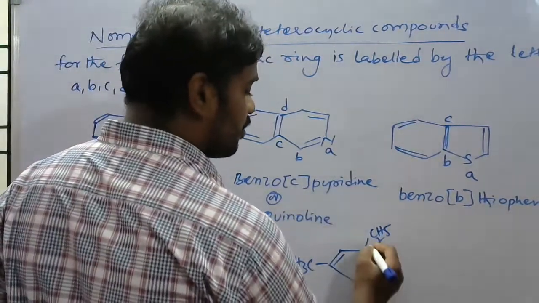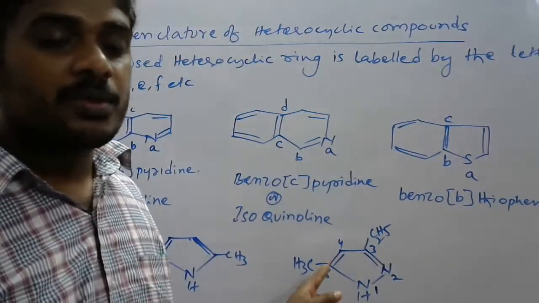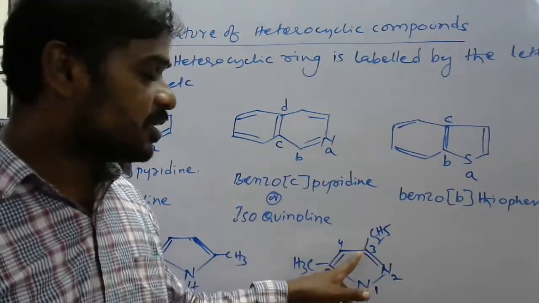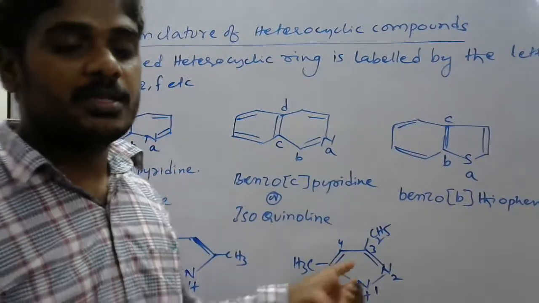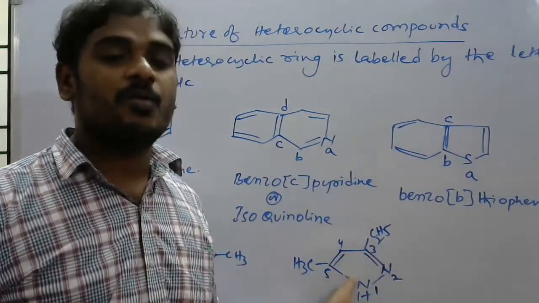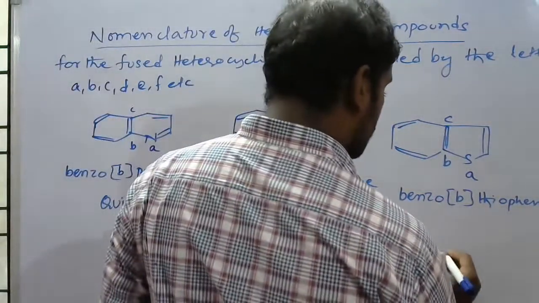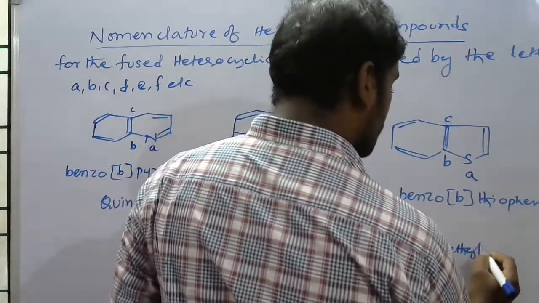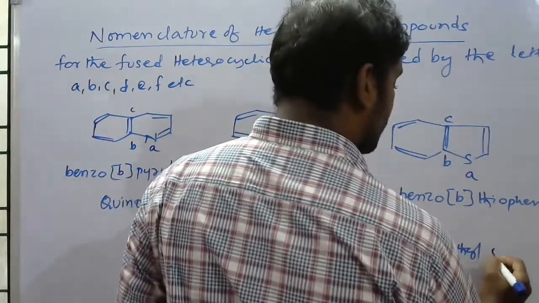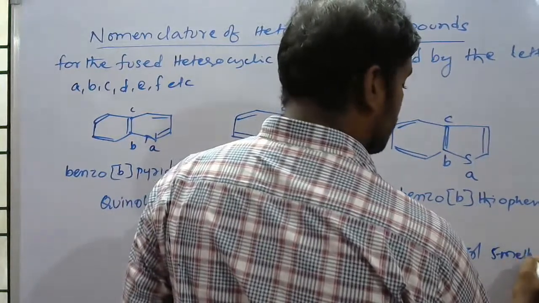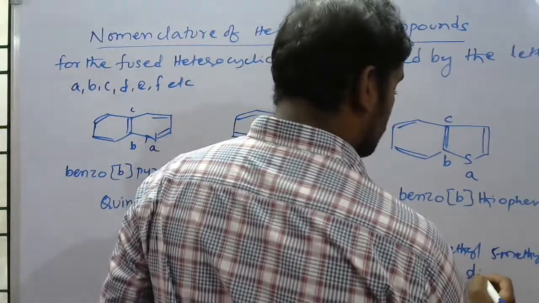Here 1, 2, 3, 4, 5, a five-atom numbering. The third position has an ethyl group, C2H5, and the fifth position has a methyl group. So the name is 3-ethyl-5-methyl-1,2-diazole.